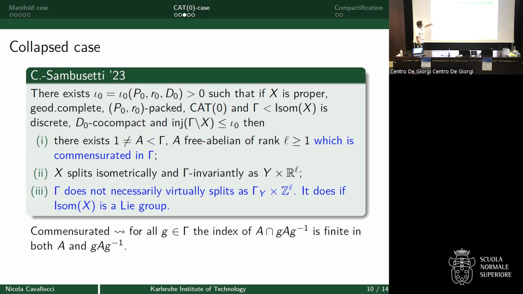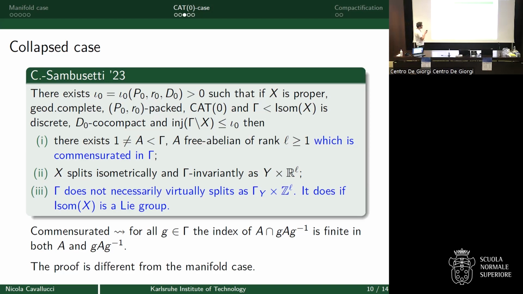Nevertheless, the space splits a Euclidean factor as before, and it is no more true that gamma splits, or virtually splits: a subgroup of gamma splits as an action on Y and a lattice on the Euclidean factor. This is the case if the full isometry group of the CAT(0) space is a Lie group. When does it happen? For instance, when X is a homology manifold. But when X is a tree, this is not the case. Okay. And now, yes, the proof is completely different from Bourguignon's proof in the manifold case.